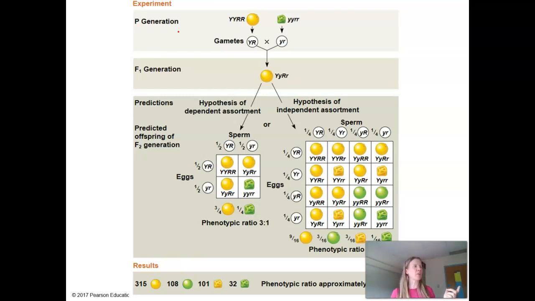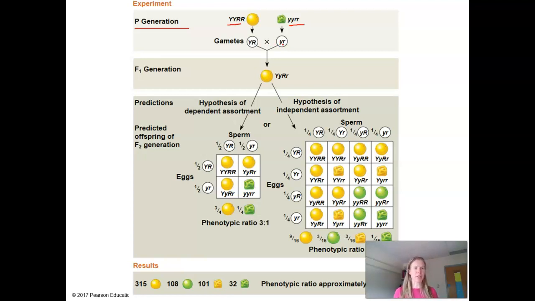In our parental generation, true breeding plants, we have a plant that produces yellow round seeds. Those are both dominant traits. And we're going to cross it with another true breeding plant that always has green wrinkled seeds. So the only gametes that this one can pass on are yellow and round, and the only gametes that this one can pass on are green and wrinkled.